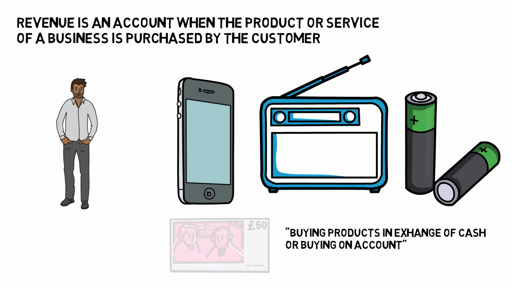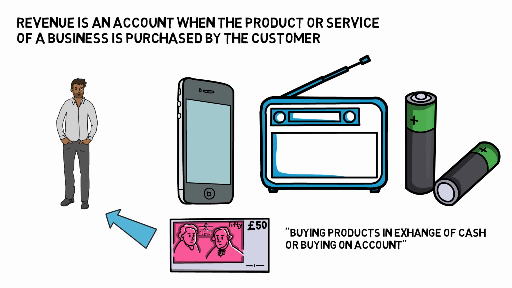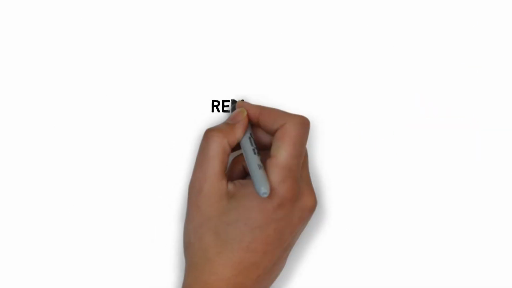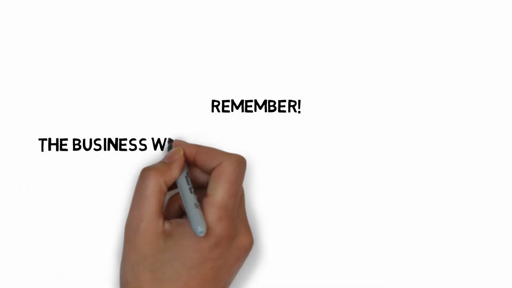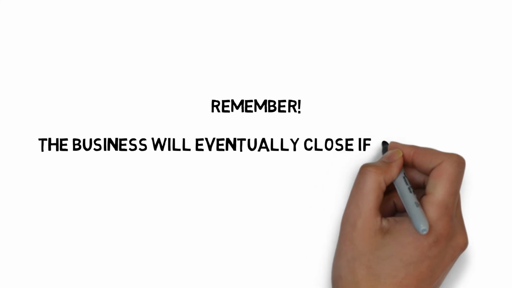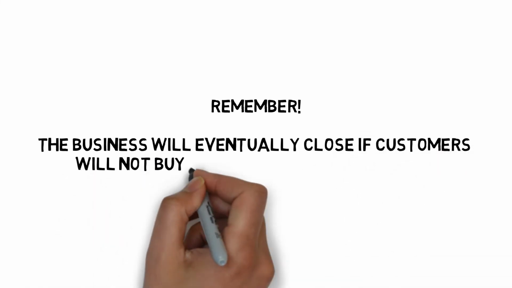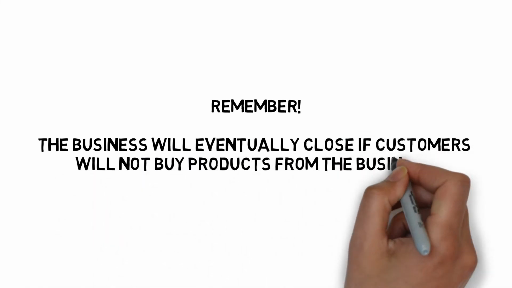Having enough cash is essential to pay for the different operational expenses of a business. These expenses include the rent, salary, utilities, repair and maintenance, and advertising. Remember that the business will eventually close if customers will not buy products from the business.